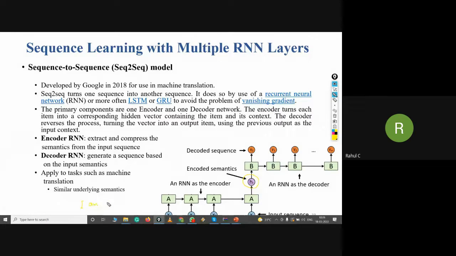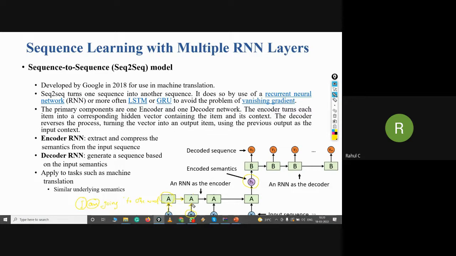Suppose my input sentence is "I am going to the market." At the first timestamp, this "I" will come here and go here. At the next timestamp, the next word comes and you are inputting it here. You can see that information from this also comes here.